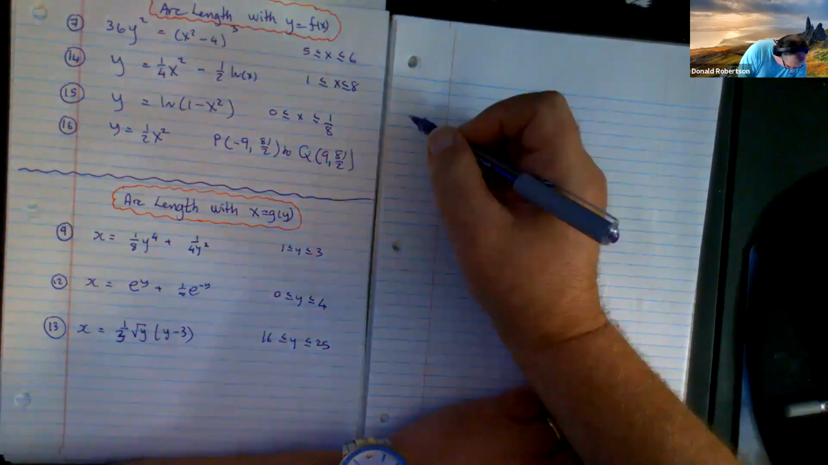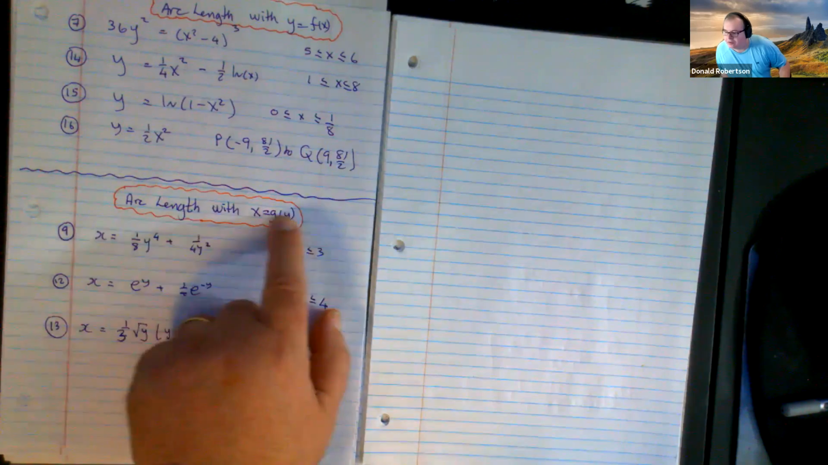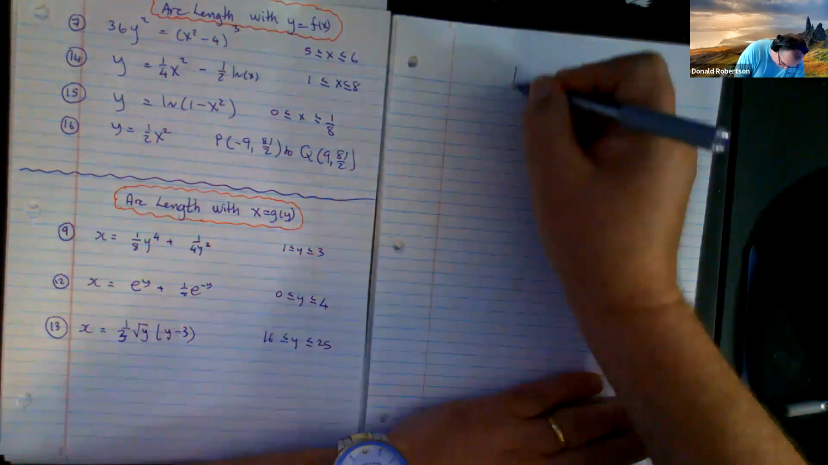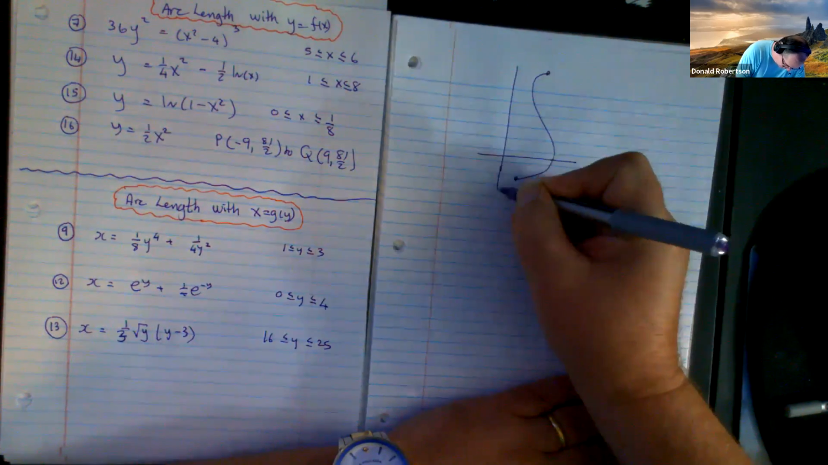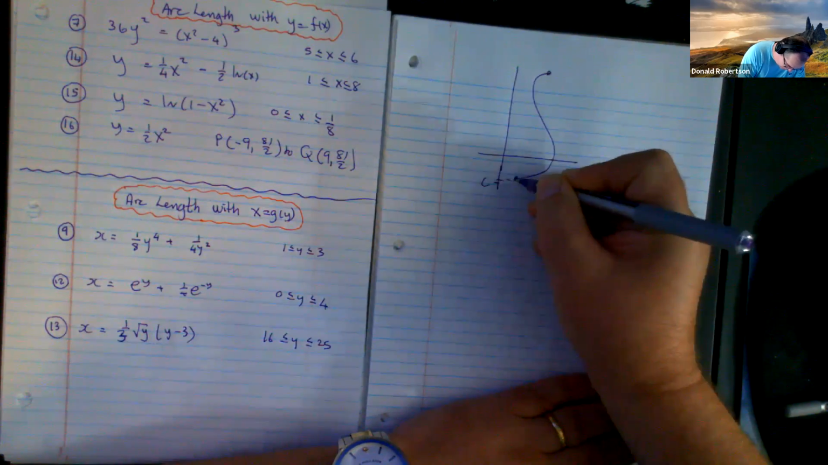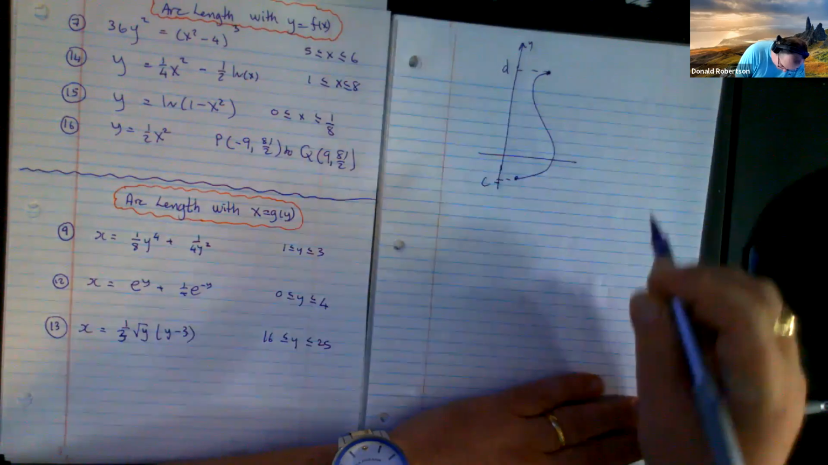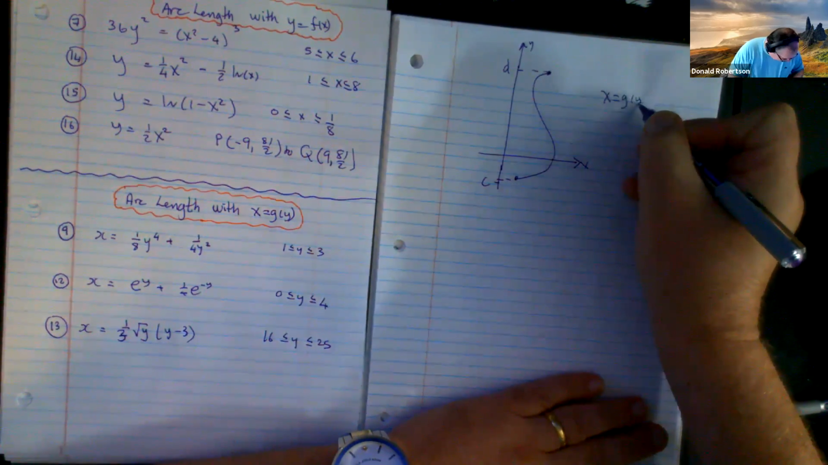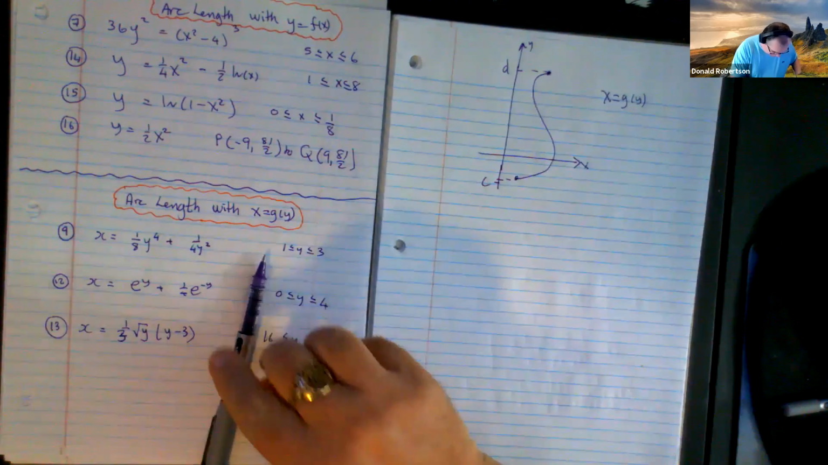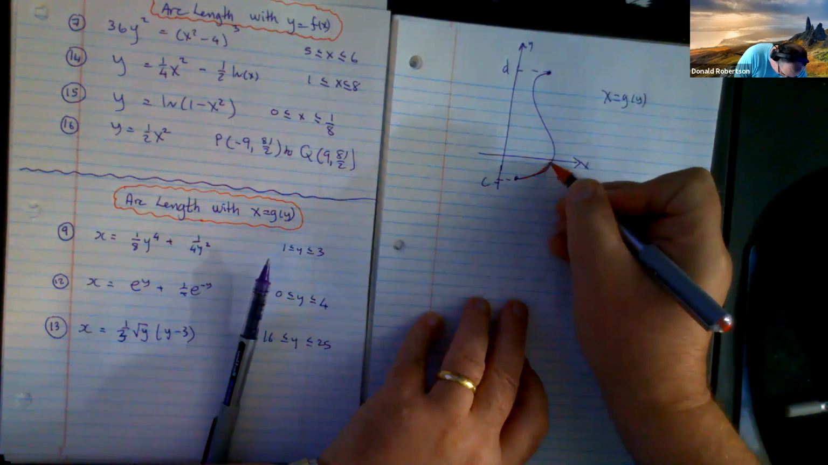Okay, let's look at these guys now. The good news is that there is nothing new. You're just taking a function that works in this direction. So there's C, and up here is D. And this function is going to be called x equals g of y. And we are just finding the length of the curve. Arc length.